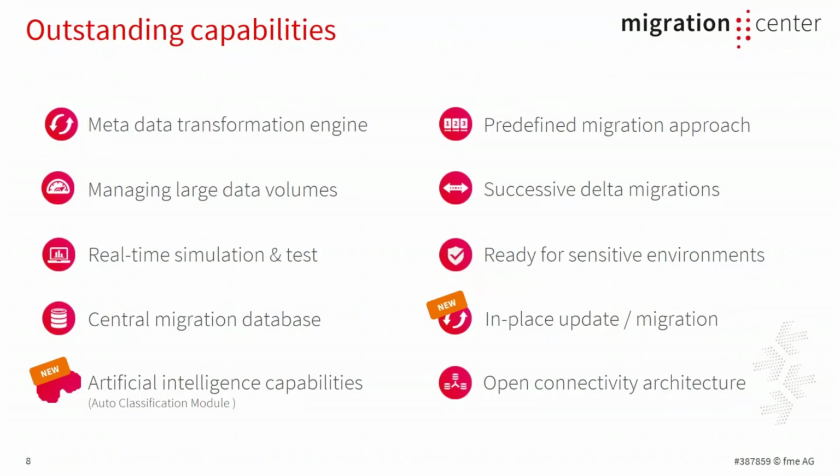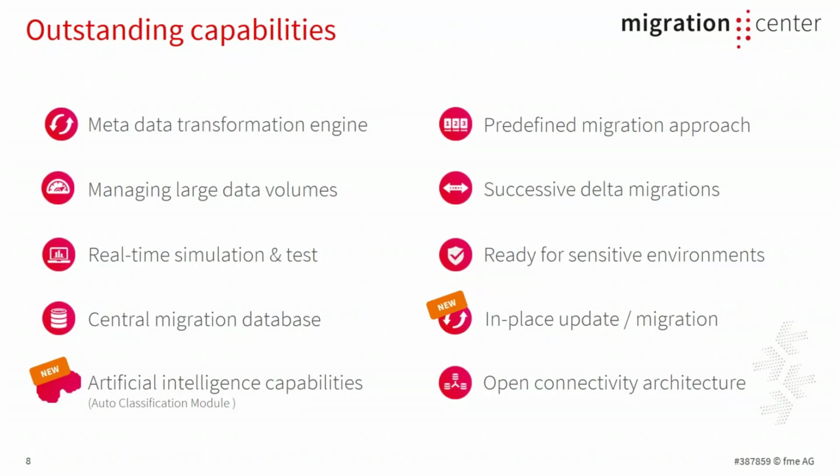Also, as I mentioned, we are fit for regulated systems or sensitive environments. We implemented migration audit trails, which provide information about all activities done during the migration. And we also have an open connectivity architecture. That means we have a framework and an API available, which allows customers, partners, or the FME professional service organization to build new connectors or change the behavior or capabilities of our existing out-of-the-box connectors.